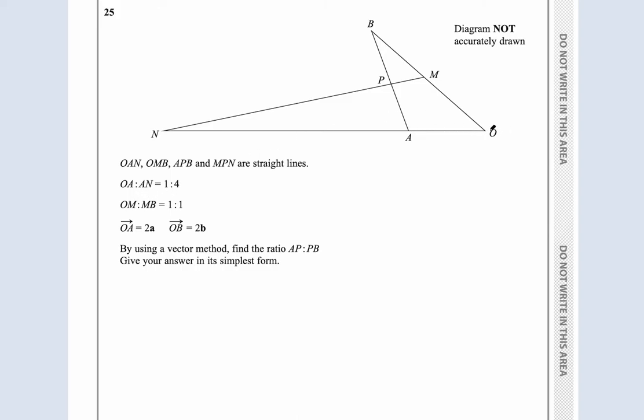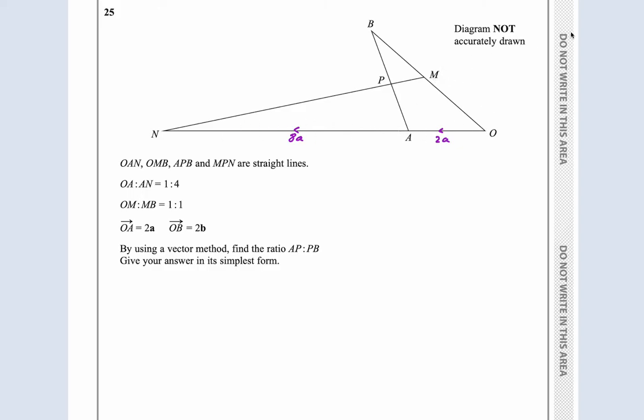So OA to AN is 1 to 4, the ratio of the lengths, and OM to MB are in the ratio 1 to 1. So M is the midpoint. Now he gives us OA is 2a. So from here to here, from O to A, is 2a. And he says it's in the ratio 1 to 4, so this has to be 8a because it's 4 times bigger than that.